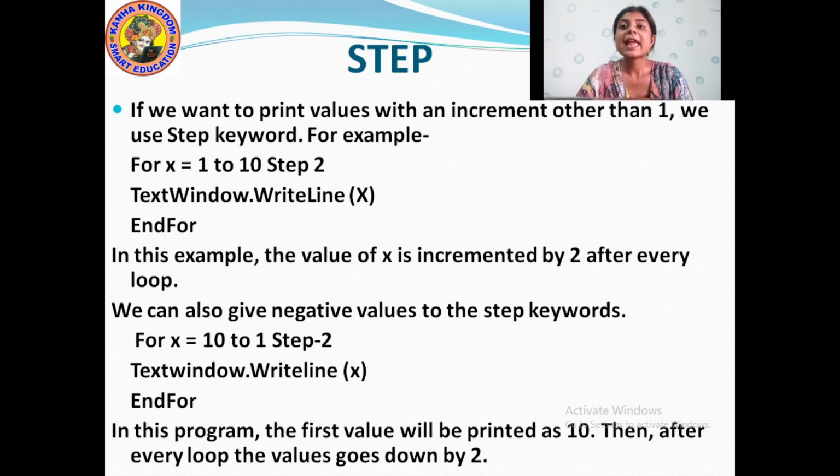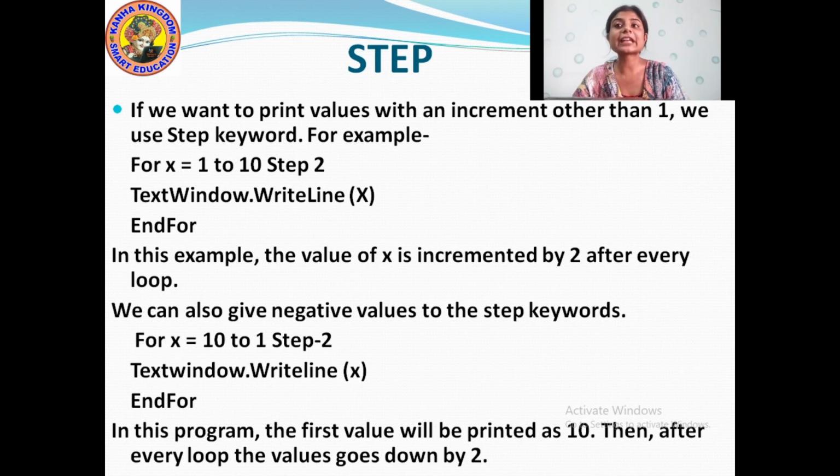For example, in this example the value of x is incremented by 2 after every loop. That means every number is increasing by 2. If you add 2 to 1, it will be incremented to 3. If you add 2 to 3, it will be incremented to 5. This continues until it reaches 10 or less, not more than 10, because the end value is 10. So it will stop when it reaches the value 10.